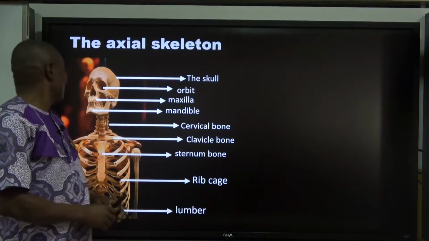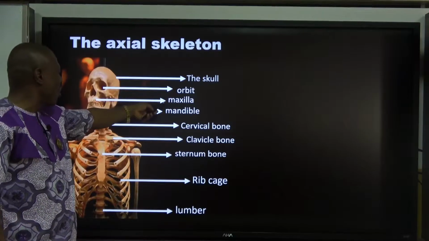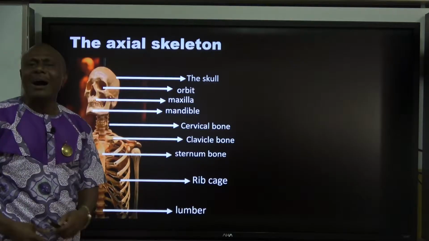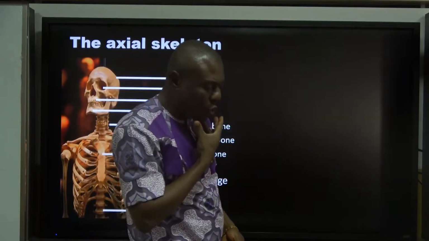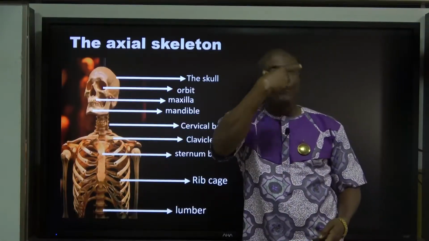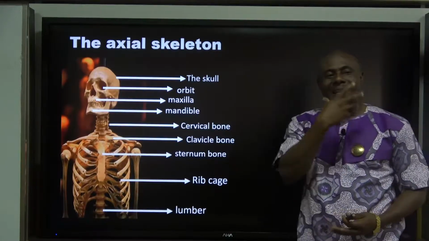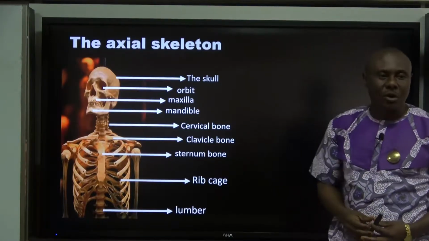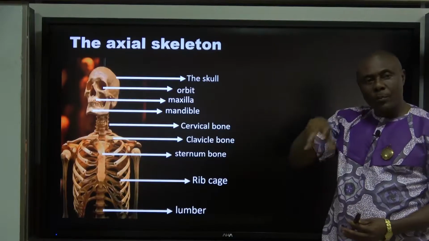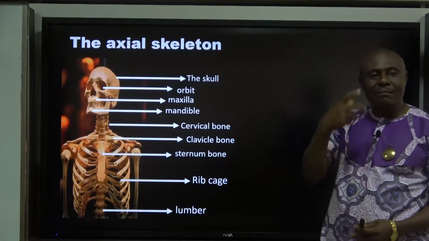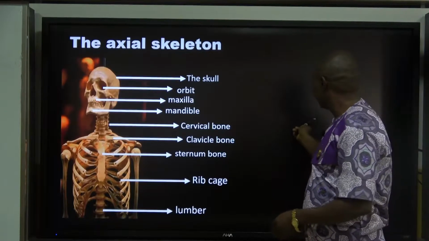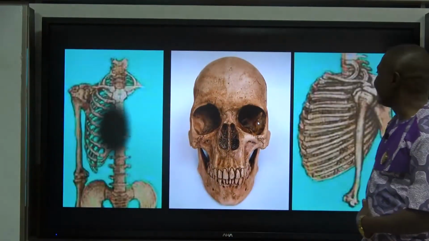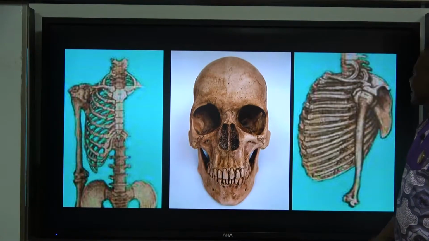As we proceed, on the skull, you have the maxilla. You also have the mandible. The mandible is the lower bone of the jaw, while the maxilla is the upper bone of the jaw. So the maxilla and the mandible are both bones of the jaw. Both the maxilla, the mandible, and the skull form the bone of the head. That is the axial skeleton.